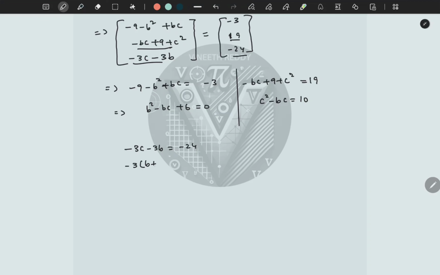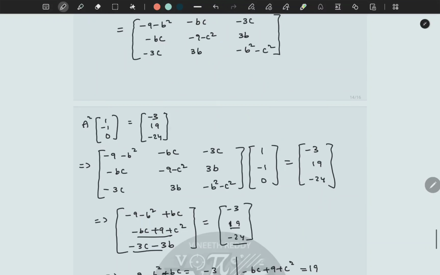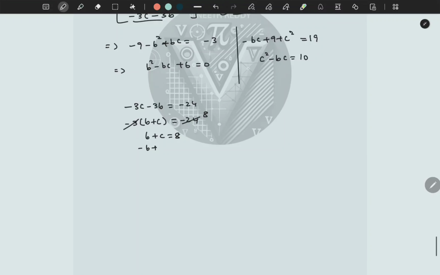So if I take minus 3 common, I get b plus c is equal to 8. So that means b plus c is 8, and we do have minus b plus c is 2. So if I add these two, I get 2c is equal to 10.